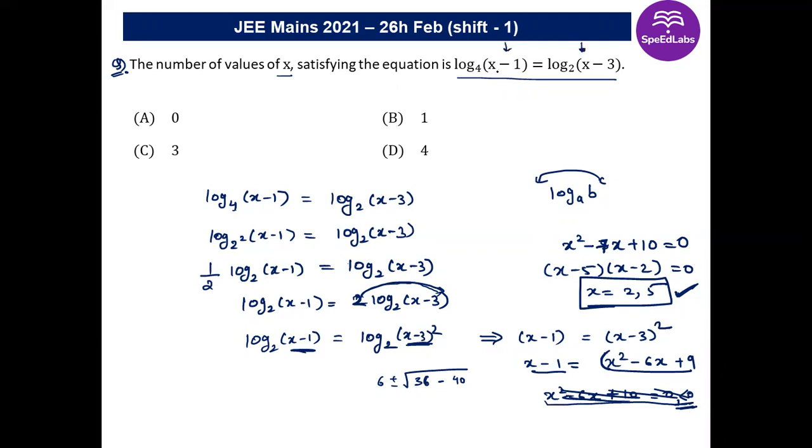So if this is log of x minus 1, we know what the domain of log is. This x minus 1 should be greater than 0, and for this log to be defined, x minus 3 should be greater than 0. So if you take the intersection of both these two, we get the domain as x greater than 3. And if x is greater than 3, x equals 2 cannot be a solution. So that's why we will get only one solution, that is x equals 5. So the correct answer over here will be option B. Okay.